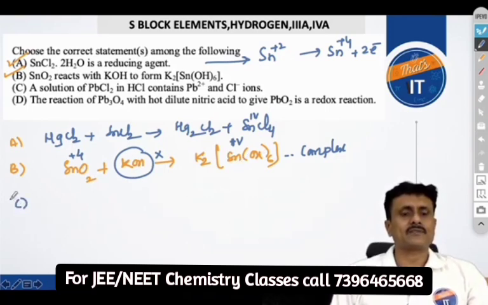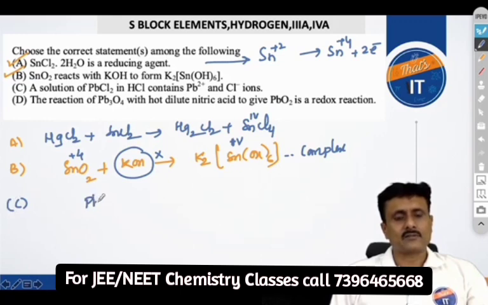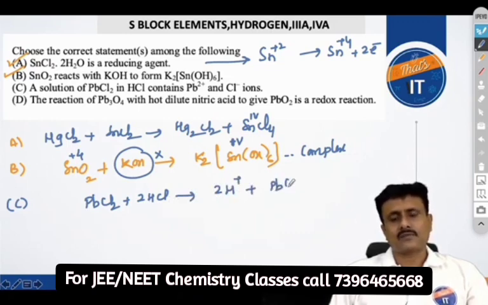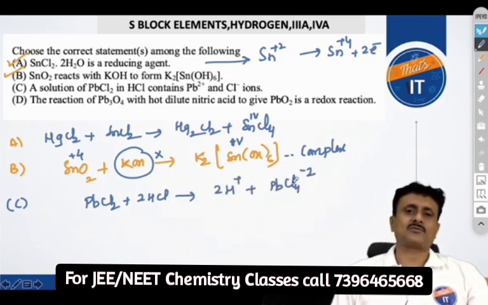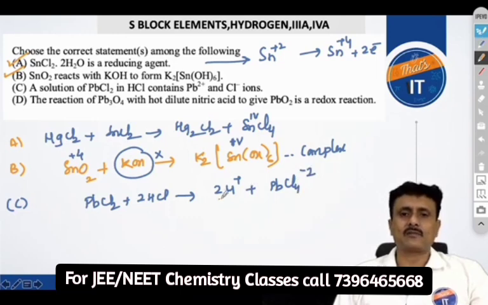Next, you can see option C. Solution of PbCl2. We have discussed this. Another question was also asked, when HCl is added to this, so you will be getting what? 2 moles of H+ and PbCl4 2-. So these are the ions that are obtained, but not Pb2+ and Cl-. So this is a wrong statement.